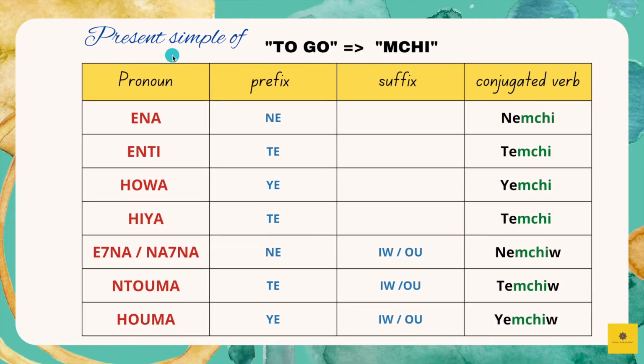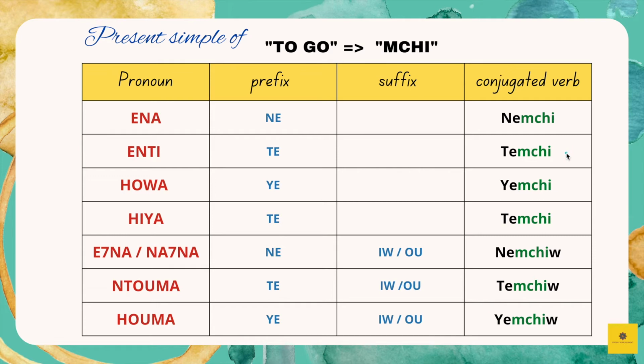So now we're going to see the present simple of the verb to go. To go in Tunisian is called mshi. The root of the verb to go is mshi. As we said, for the singular pronouns we're just going to add a prefix. Here we have the root, mshi. So for أنا, we say أنا نمشي.